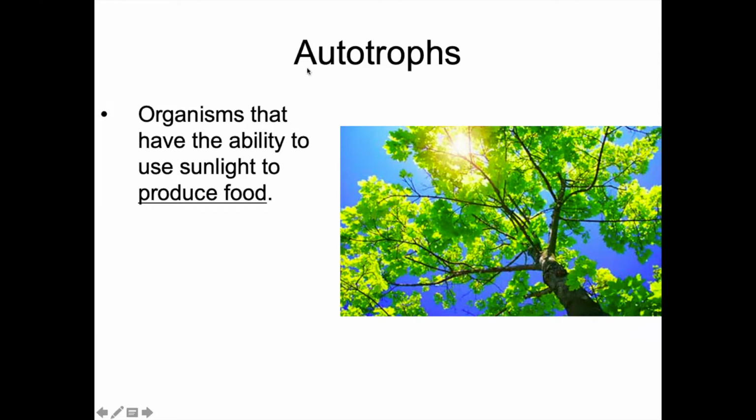Auto, automatic, meaning it does it on its own. And then troph, having to do with food. Anytime you see the word troph or trough, depending on how you want to pronounce it, that means food. So automatic food. Organisms that have the ability to use sunlight to produce food.